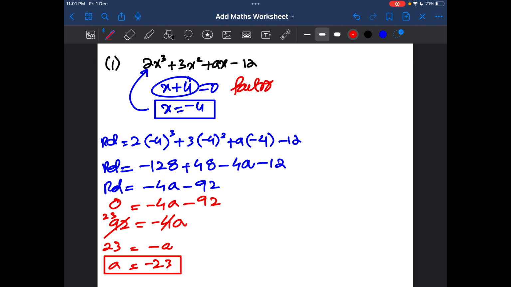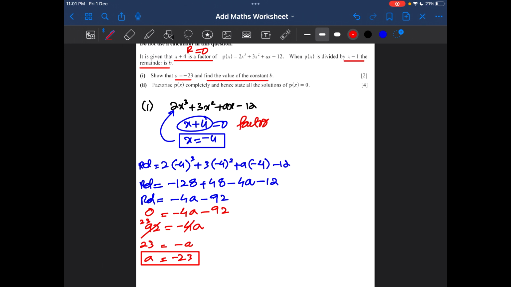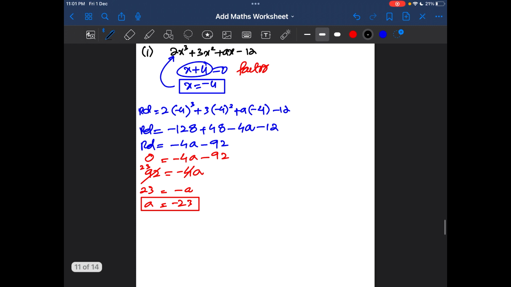Minus 1, we're going to shift on the right hand side, left hand side. You have proved that a is equal to minus 23. Now you have to find out the value of b. It says when divided by x minus 1. So if it is divided by x minus 1, how do we find the remainder? With the help of the remainder factor theorem, we are going to put x equal to 1 here.